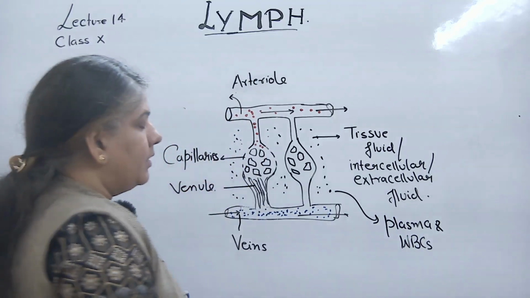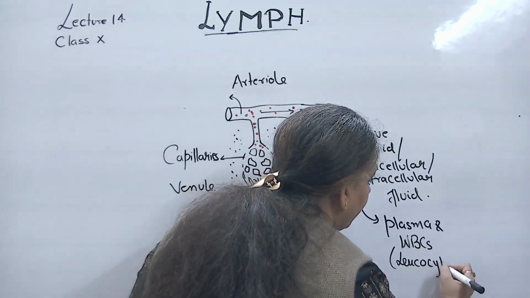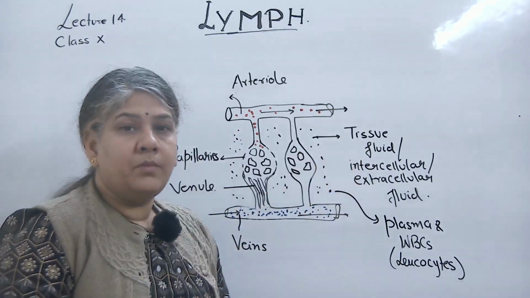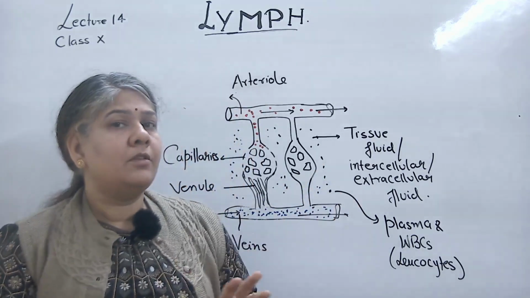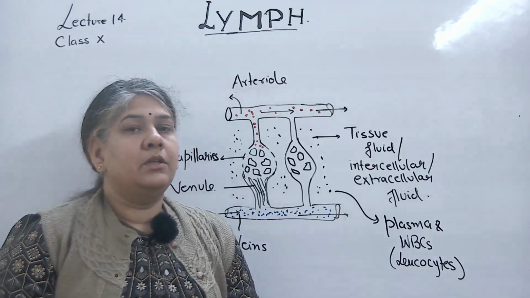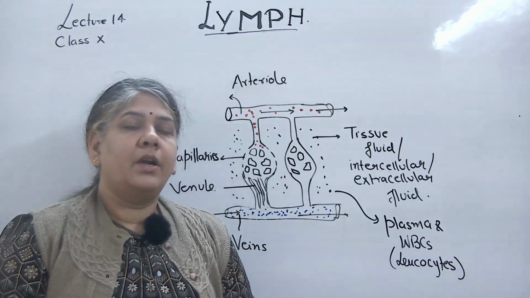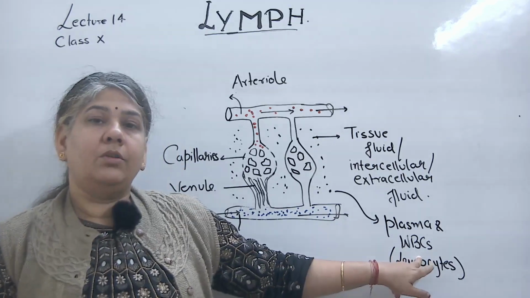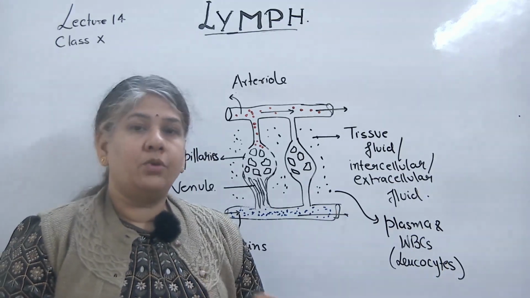WBCs or the leukocytes. This tissue fluid which fills the body space actually bathes the cells where blood cannot reach. So it provides oxygen and nutrients to the cell and takes back carbon dioxide and various metabolic waste from the cell. Since it contains WBCs, it will do some cleaning action, kill the germs, destroy dead cells.